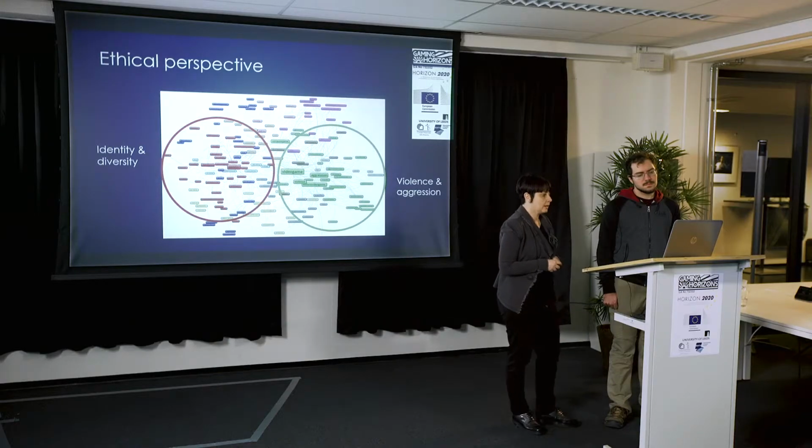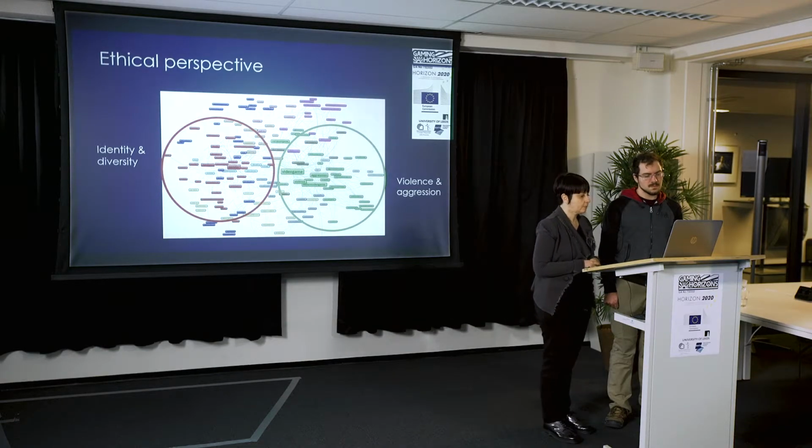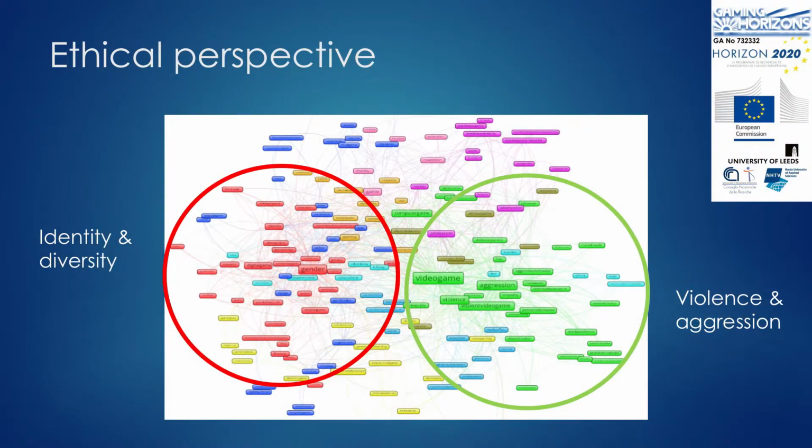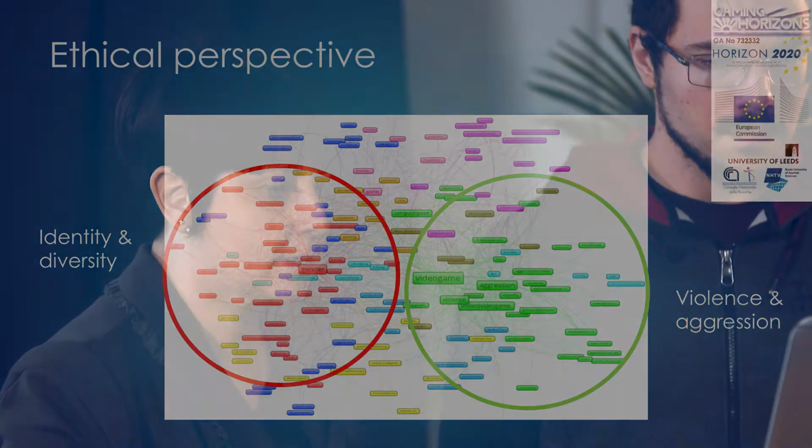Here we are looking at the ethical perspective. As you can see, we have two big clusters of keywords, so we were guided in organizing our results by these two clusters. The green one is about violence and aggression, and the red one is about identity and diversity. And as you can see in my presentation, the aspect of identity and diversity was explored in depth, identifying some subtopics.